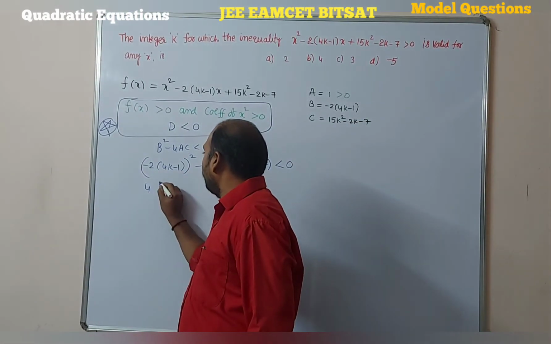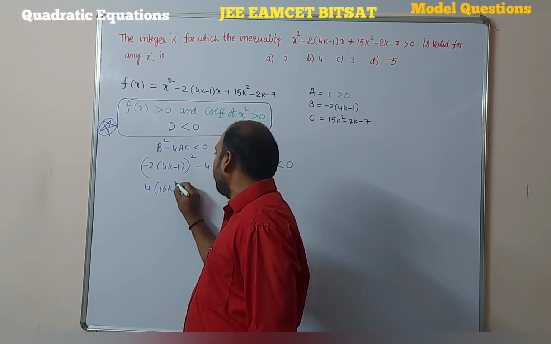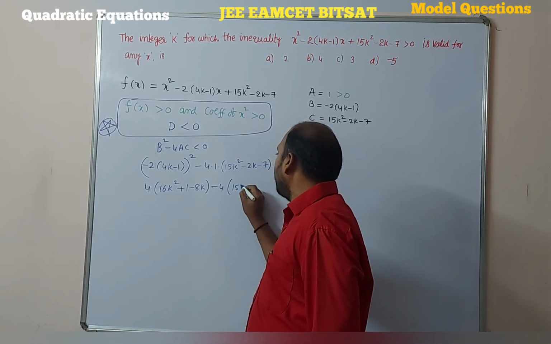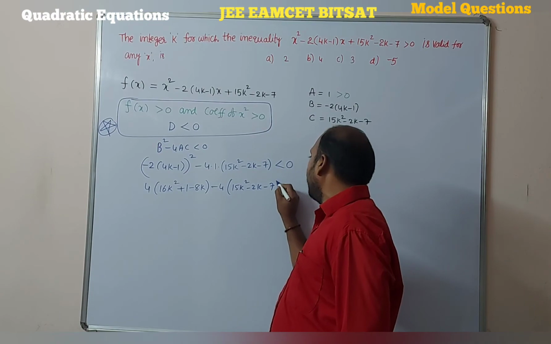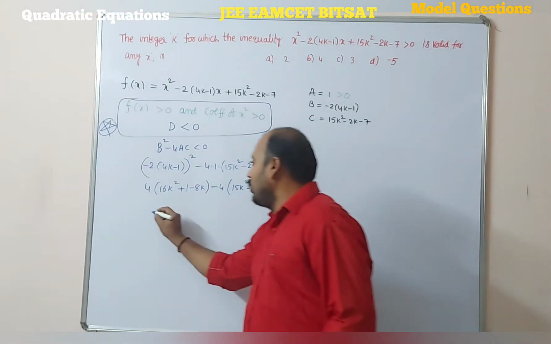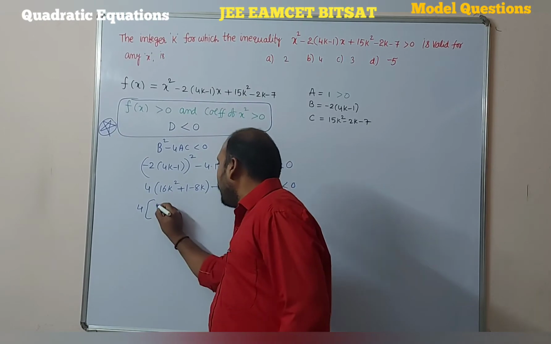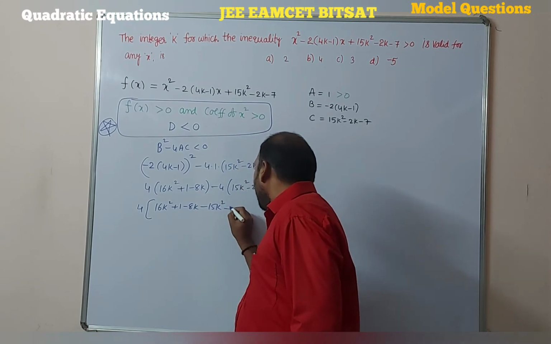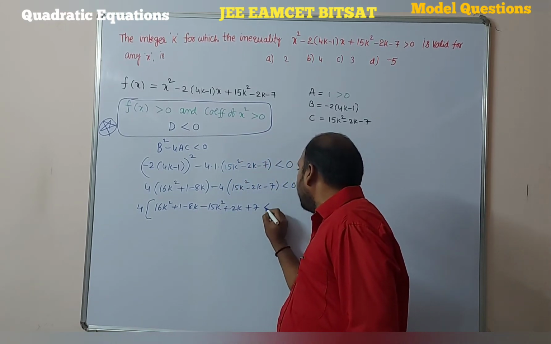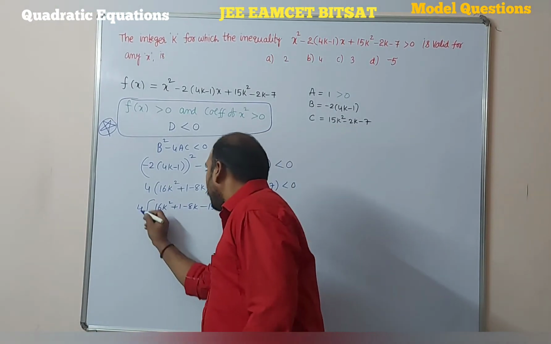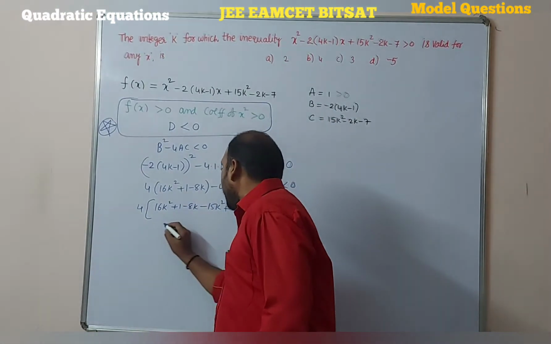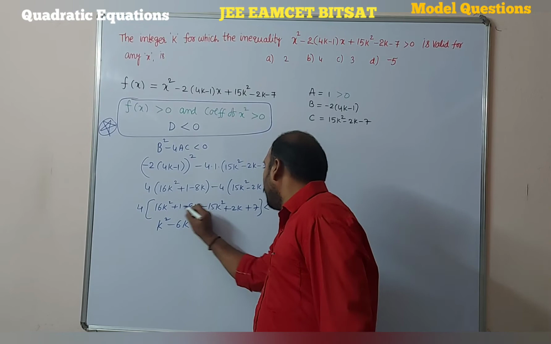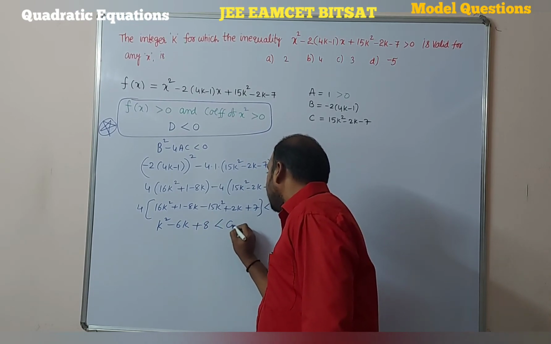Minus 2 whole square is 4 into 4k minus 1, 16k square plus 1 minus 8k minus 4 into 15k square minus 2k minus 7 is less than 0. Take common 4. 16k square plus 1 minus 8k minus 15k square plus 2k plus 7 is less than 0. So 4 we can take this side. 16k square minus 15k square is k square, minus 8k plus 2k is minus 6k, 1 plus 7 is 8, is less than 0.